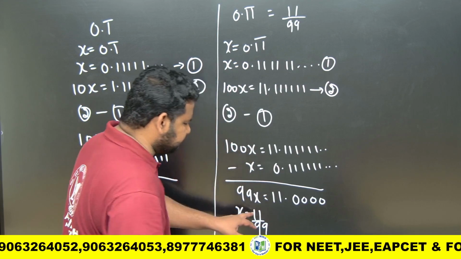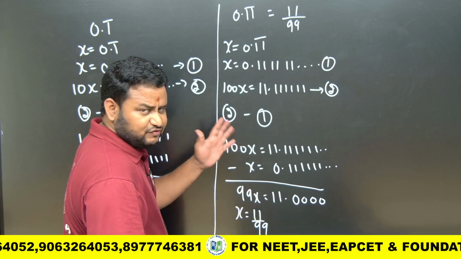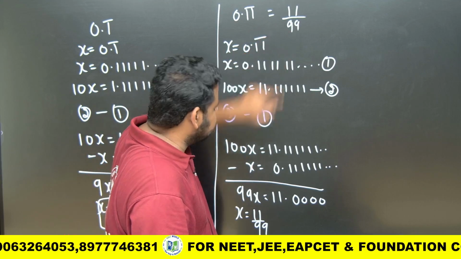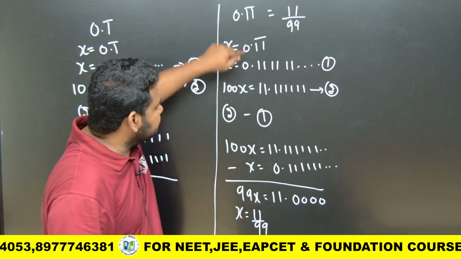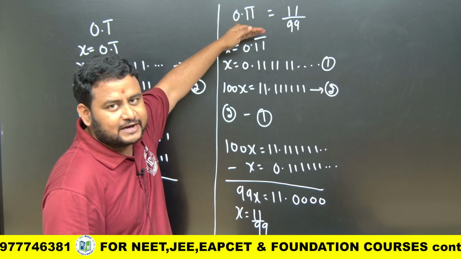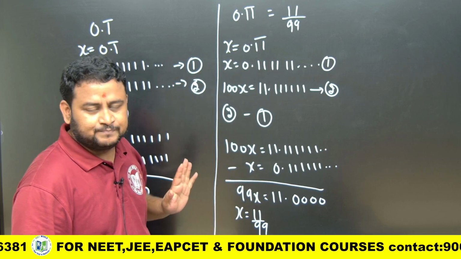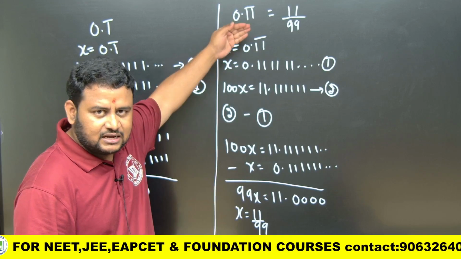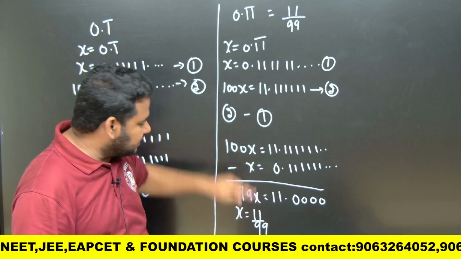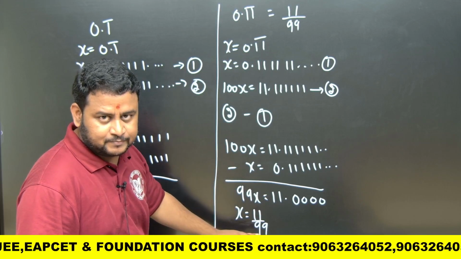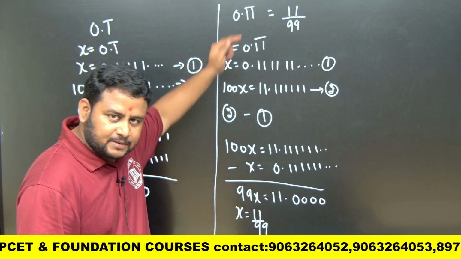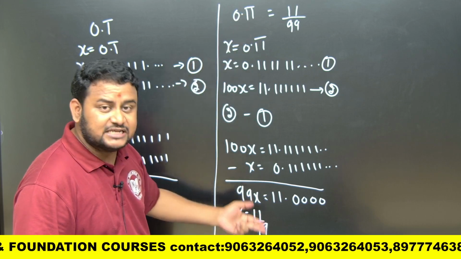Further you can simplify, 11 ones are 11, 11 nines are 99, that is a different thing. But what I got is 11 by 99, which I told you directly. So see here friends, on how many digits the bar is there, that many nines will come in the denominator.